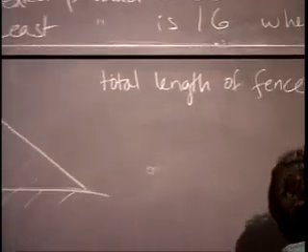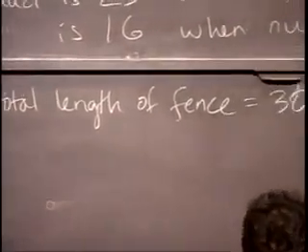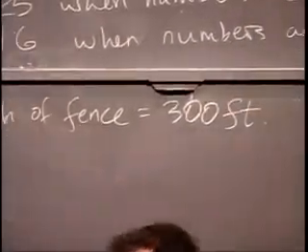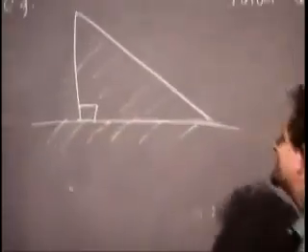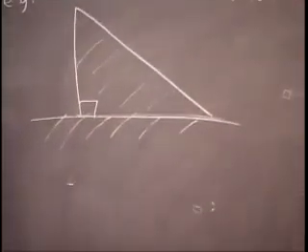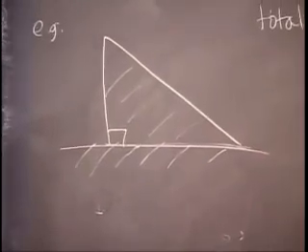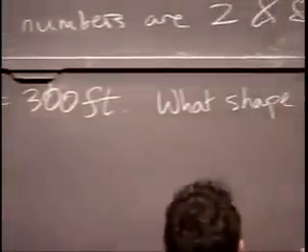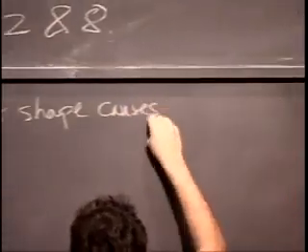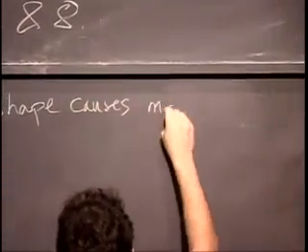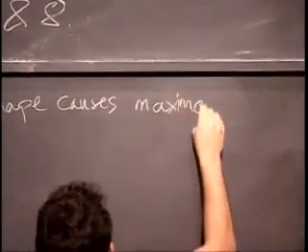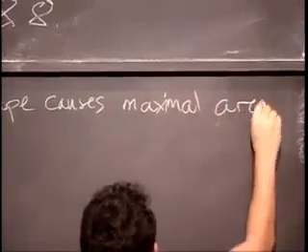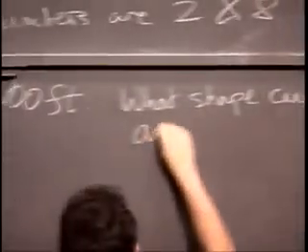And the question is, what shape should he make this right-angled triangle in order to maximize the area of the field? So what shape causes the biggest area, maximal area? And I might as well say, and what is this area?